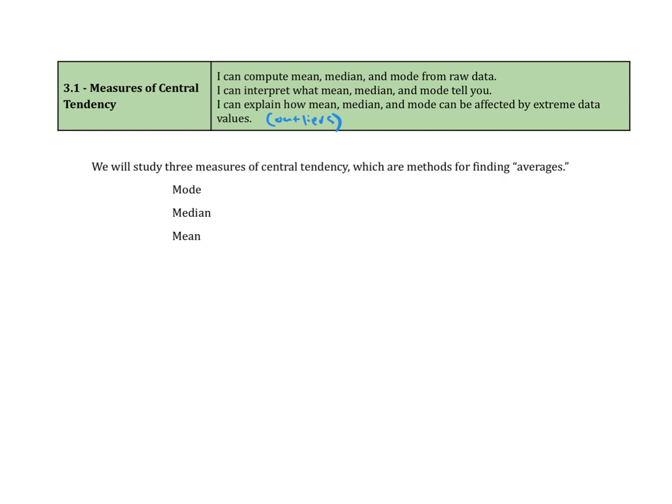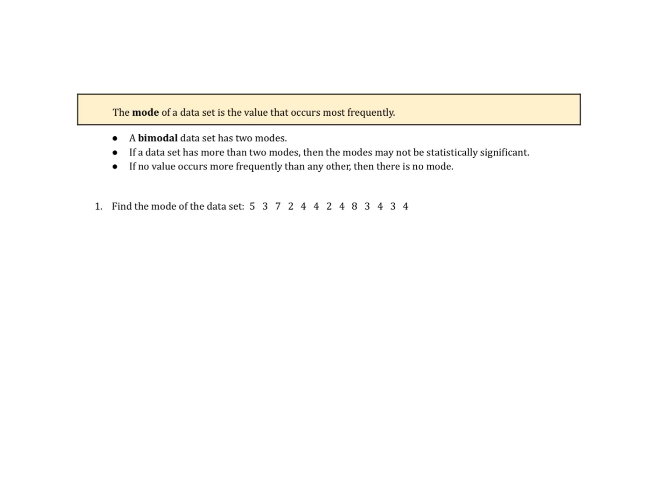So the mean, median, and mode are all considered ways to find averages, which is sort of a general term for the middle of a data set. Let's start with the mode. The mode of a data set is the value that occurs most frequently, or the one that shows up the most. Notice that mode and most sound similar, so that could help you remember that.